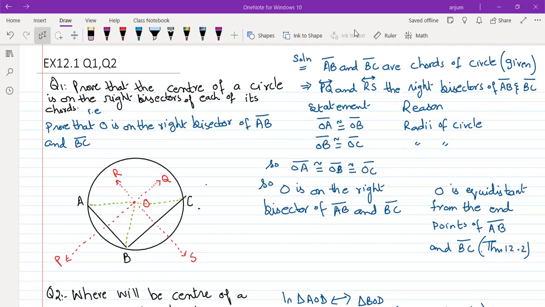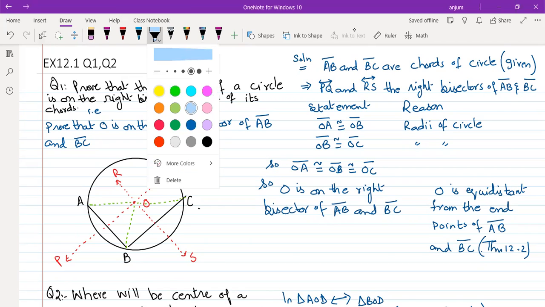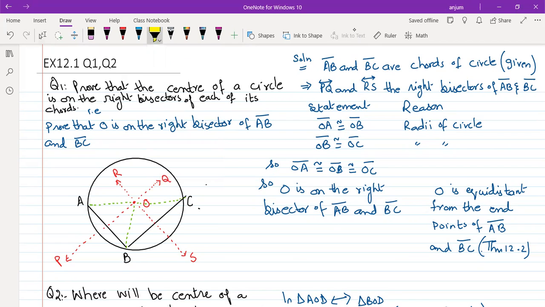Exercise 12.1, question number 1. Prove that the center of a circle is on the right bisector of each of its chords. So we have drawn a circle here, and we have to prove that its center O is on the right bisector of its chords.